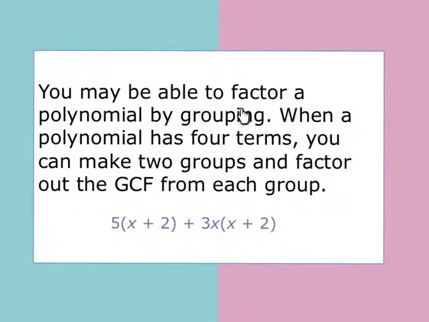You may be able to factor a polynomial by grouping. You can only factor a polynomial by grouping when a polynomial has 4 terms. That's a big piece of information, you guys. Let me use a different color on that one. It has to have 4 terms. If it does not have 4 terms, you cannot use grouping. It's almost like having a group of 3 and you can't have pairs. So you have to have 4 terms in order to make 2 pairs, okay? You can make 2 groups and factor out the GCF from each group.